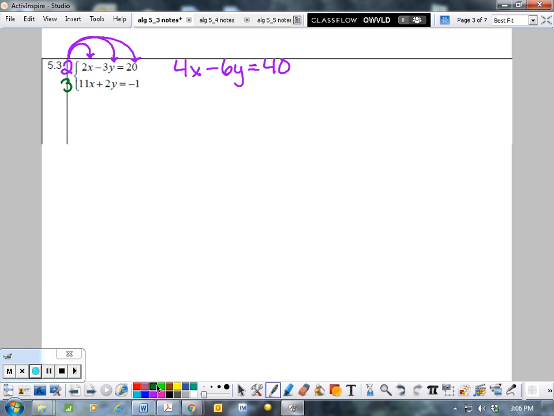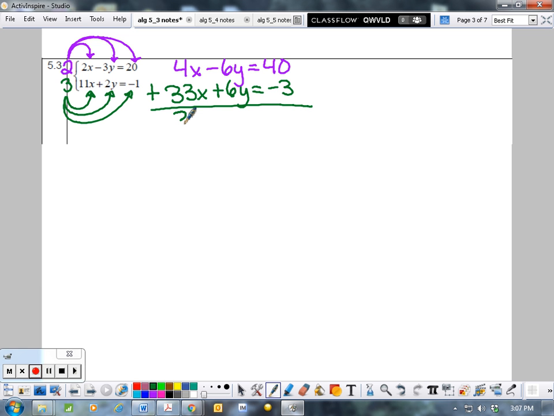And now I'm going to go ahead and take the green. And 3 times 11x is 33x. 3 times 2y is 6y. And 3 times negative 1 is negative 3. And then I just double check. Do my y's have the same number of different signs? Yes. So when I add them, I'm going to have 37x. These cancel out, become 0, equals 37. Now I just divide by 37 on both sides. And I get x equals 1.